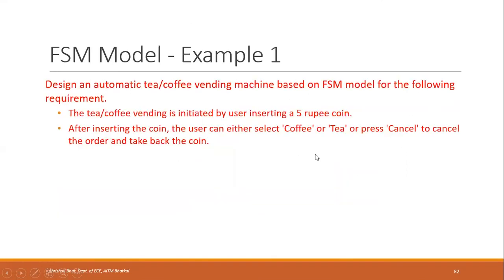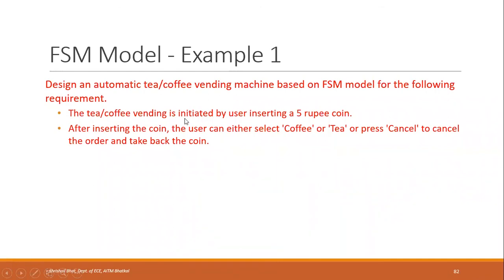There is another example you can try. You can take it as homework today. You have to design an automatic tea or coffee vending machine based on an FSM model for the following requirements. The requirements are also given. You know what a tea or coffee vending machine is. There will be a machine, you put a coin into it and select whether you want tea or coffee. If you press tea, one cup of tea should come. If you press coffee, one cup of coffee should come. If you press cancel, you should get your 5 rupees back. That is what we want.